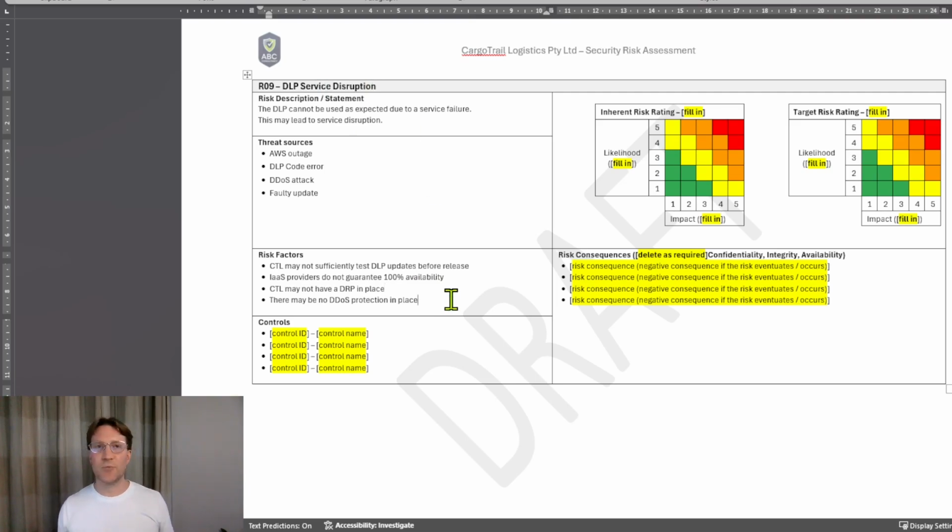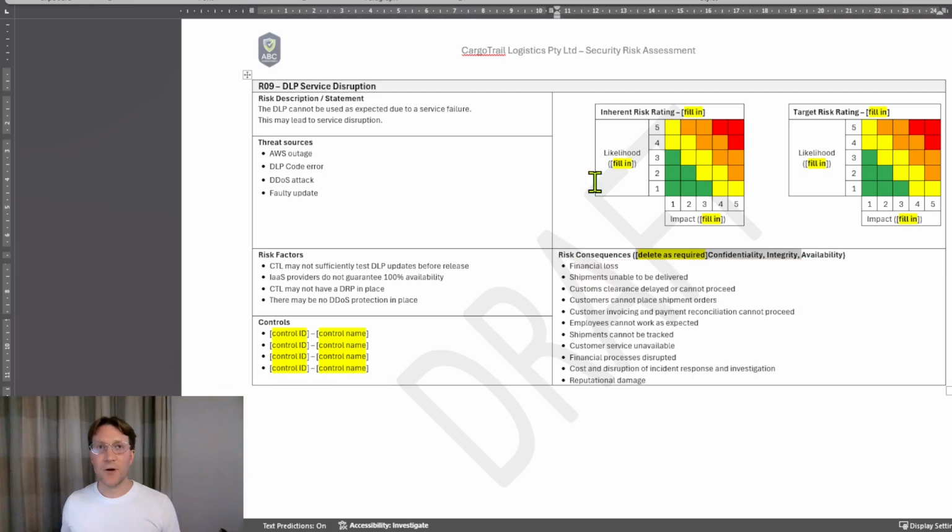Then you can have solutions that provide distributed denial of service protection in place, and it may be that there is no system to provide this protection.